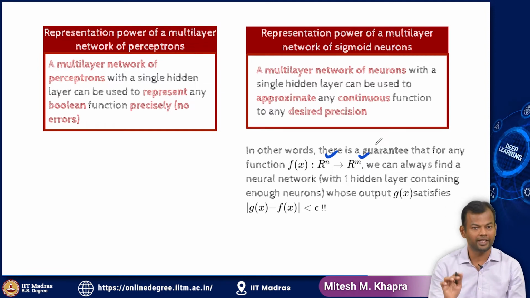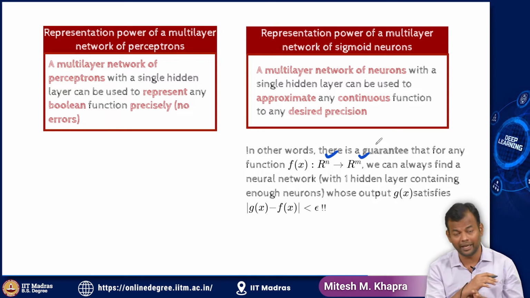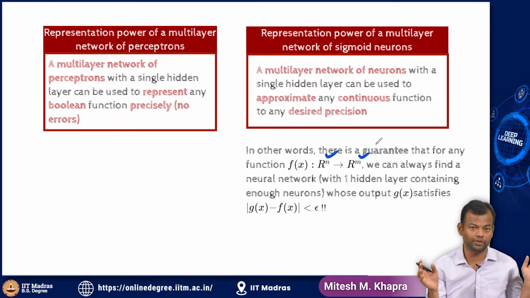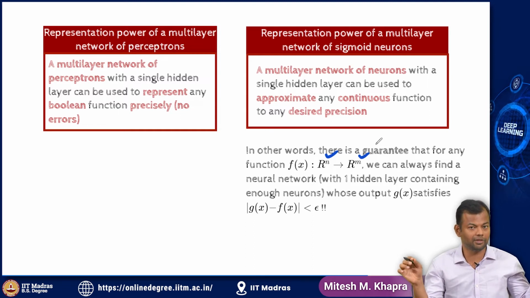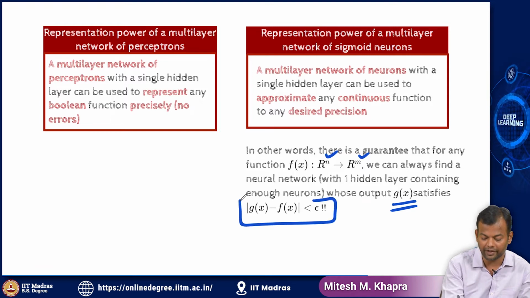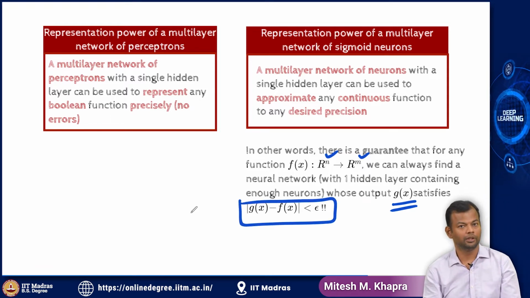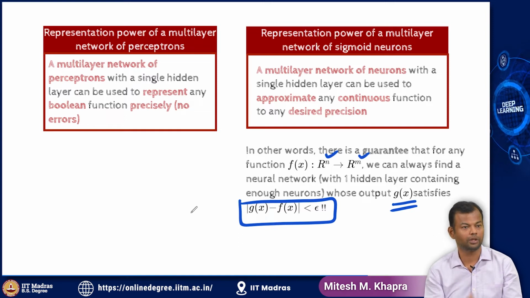We can always find a neural network with one single hidden layer and many neurons, right? I don't know how many neurons it would have, but I can find a network with a single hidden layer and a large number of neurons, such that the output would always satisfy this condition. Now, this is a very, very powerful theorem, and this is what makes deep learning so attractive.